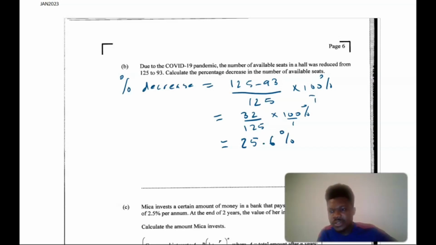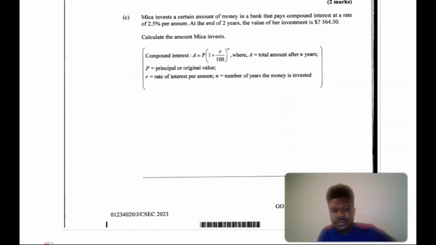All right, next one. Our next problem. Mika invests a certain amount of money in a bank that pays compound interest at a rate of 2.5% per annum. At the end of 2 years, the value of her investment is $7,564.50. Calculate the amount Mika invests. So key things here: the rate, the time, and the value of her investment at the end of 2 years. So this is the final amount that she has.